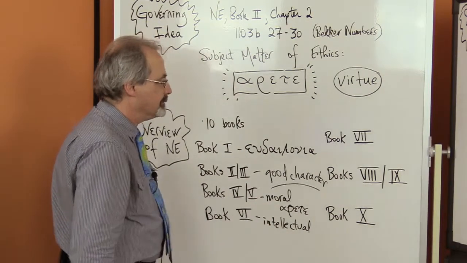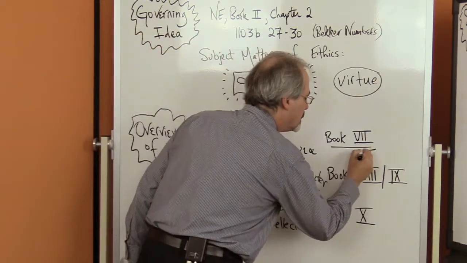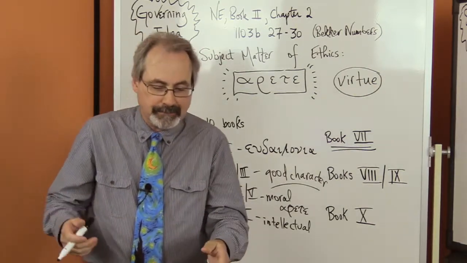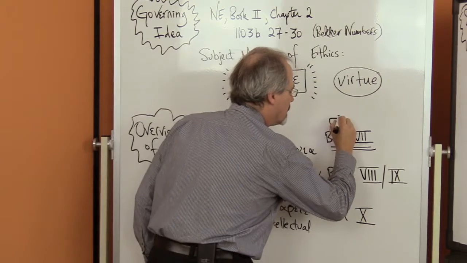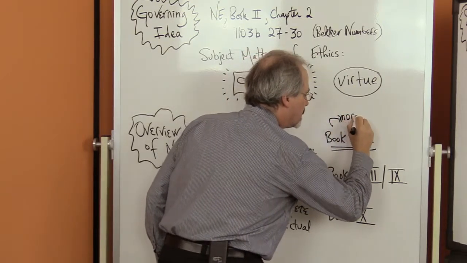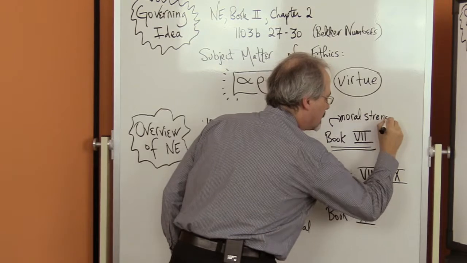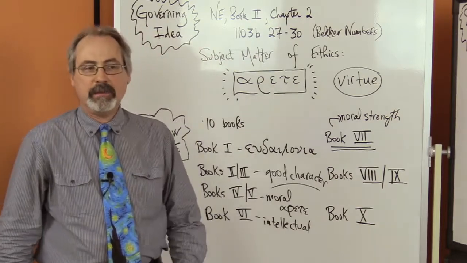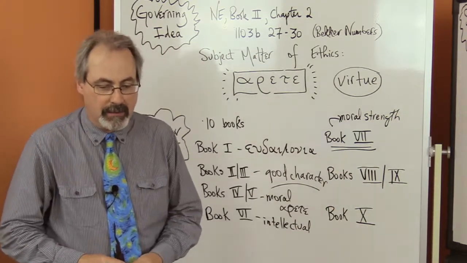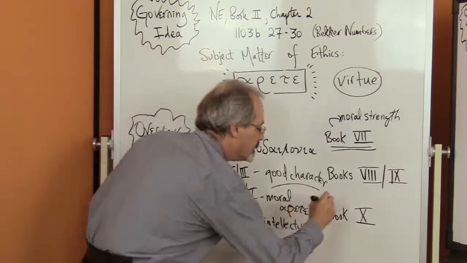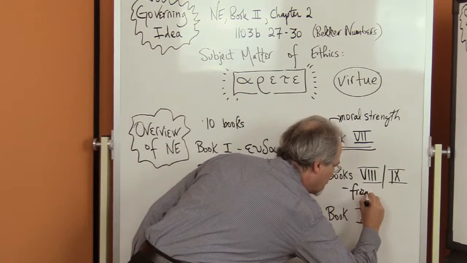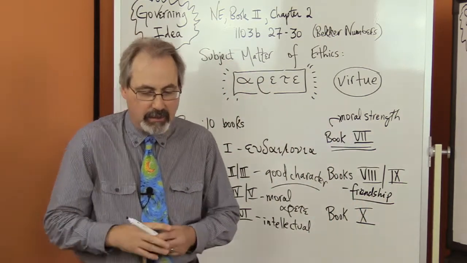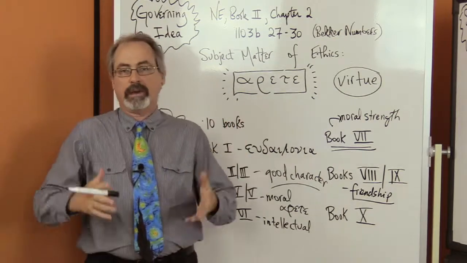In book 7, he talks about moral strength and moral weakness. In books 8 and 9, very famous books, hugely influential in the Renaissance, there are discussions of friendship. And in that, Aristotle goes into the details of what it means to be a friend. What does it mean to have a friend?